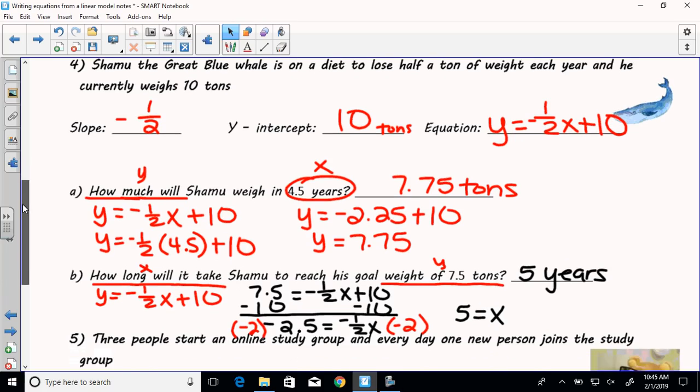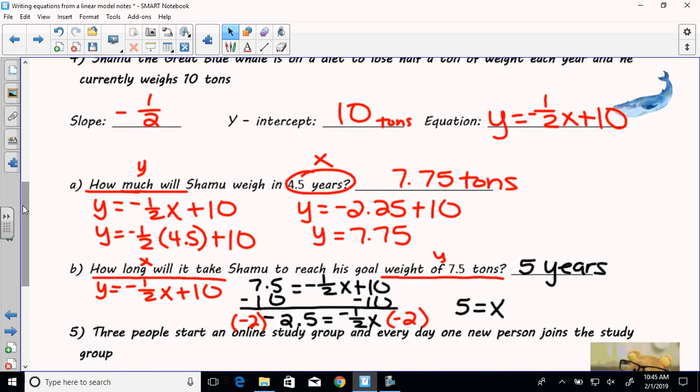So plug them into the equation for A. We want to figure out how much he will weigh in 4.5 years. So you plug in 4.5 for x. And then you go ahead and solve, so you wind up with 7.75. So that is 7.75 tons. That's how much Shamu will weigh in 4.5 years.